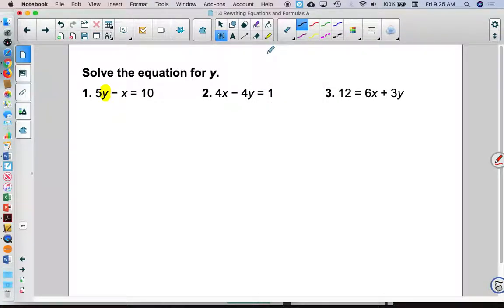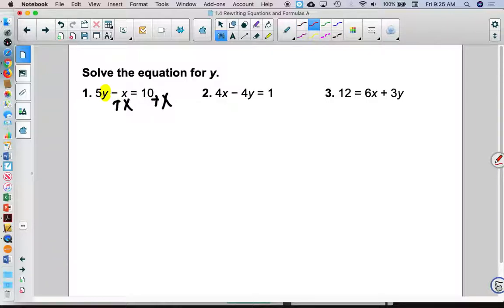How do I undo what's being done up here? What's my first step going to be? I've got to get rid of what? Aaron? I've got to get rid of the x. You're absolutely correct. How do I get rid of the x, or undo subtraction? Kenai? Addition. I'm going to add x to both sides.